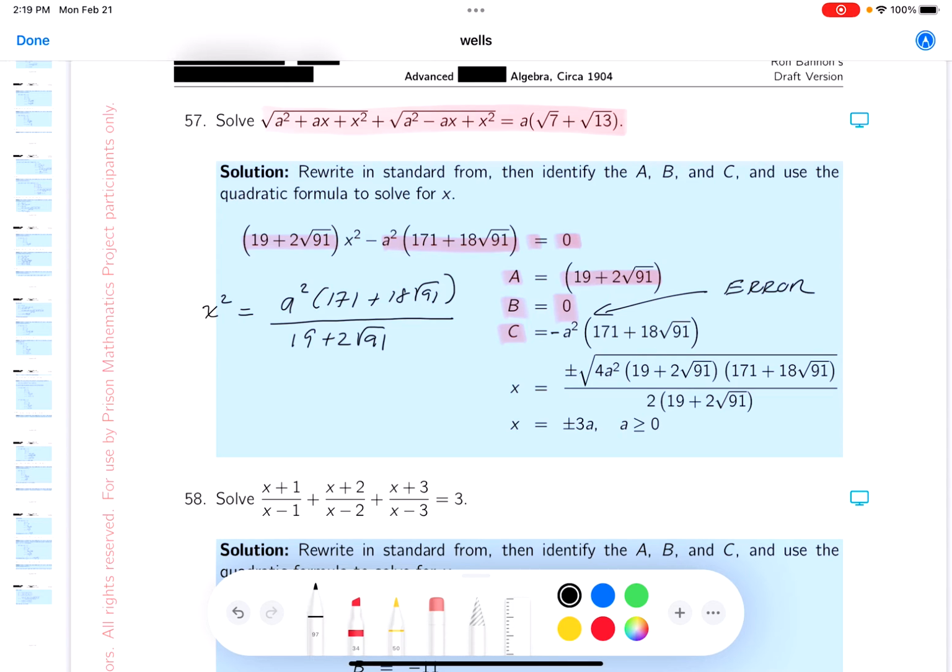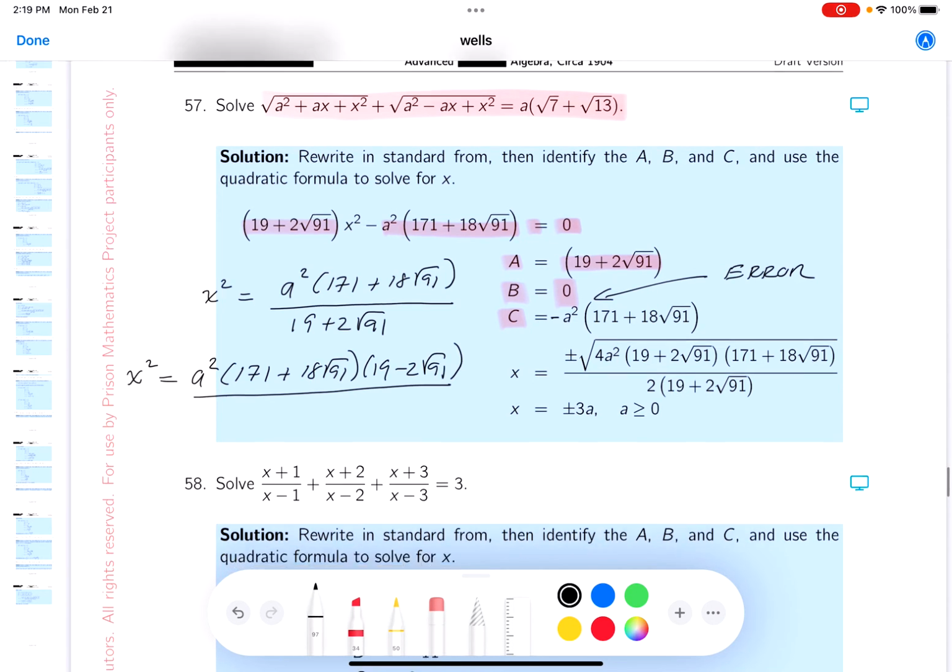Well, no matter what I do here, I'll be honest with you, I have to do the work. And it's going to be a simplification problem. And I'll break this down for you. I'm going to multiply top and bottom by its conjugate. And I let it work. A squared times 171 plus 18 root 91, and you're going to get 19 minus 2 root 91.